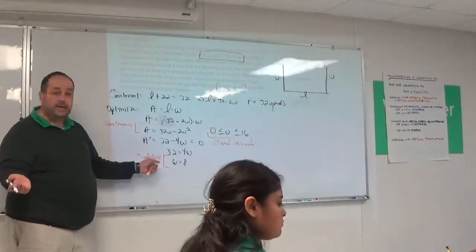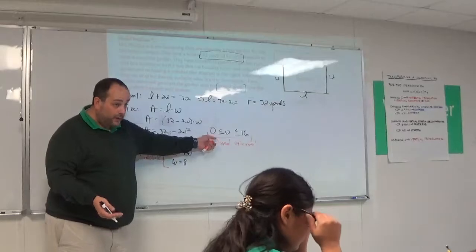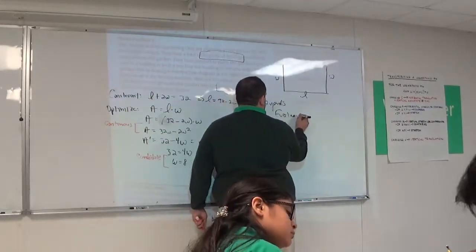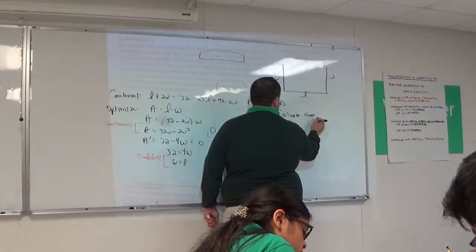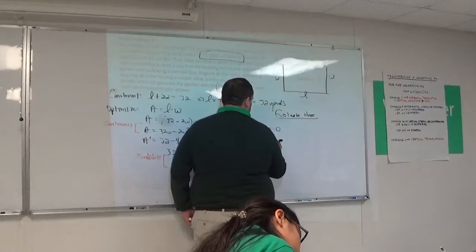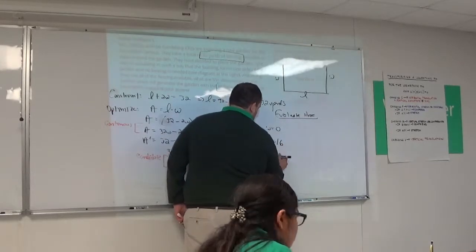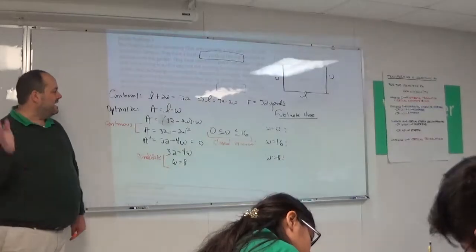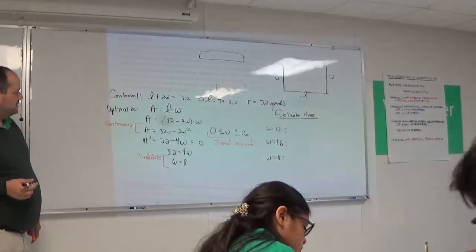Oh yeah, I agree. We got the candidate. We've got the endpoints. What do we do? Plug it in. Evaluate, right? Evaluate what you're trying to maximize. Evaluate the area. So the places I'm going to evaluate are 0, 16, and 8. Find the area in all 3 cases.